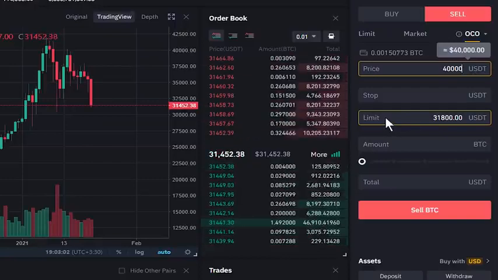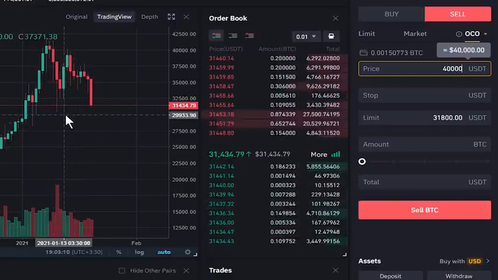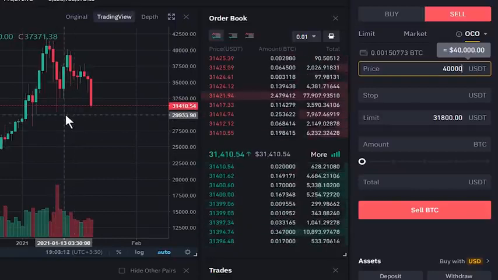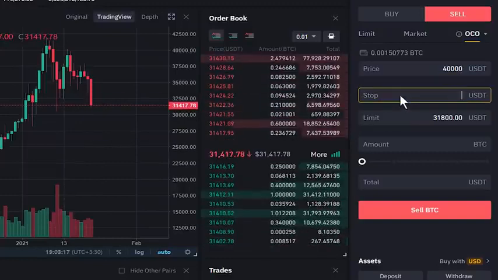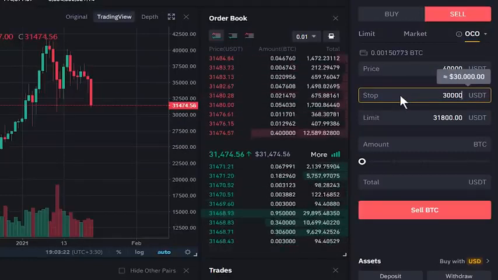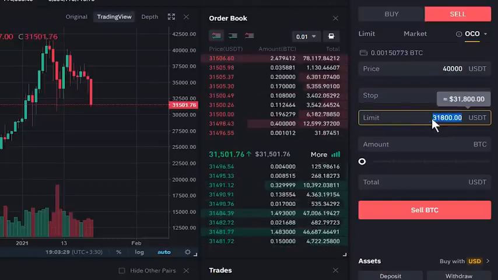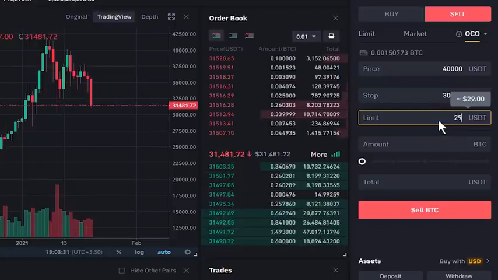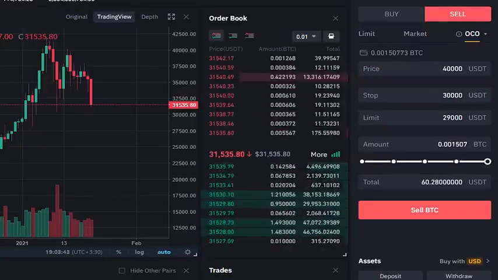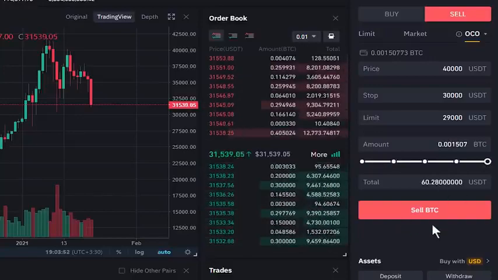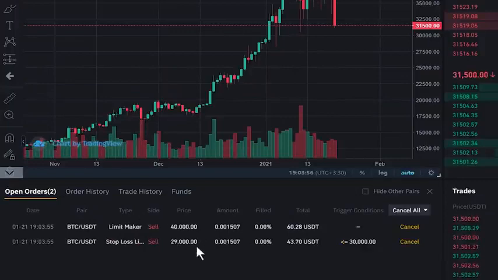For example, consider you want to set your stop loss on 30,000 and you want to sell your Bitcoin when the price reaches this level. So you enter 30,000 here in stop price. And here for the limit price, you enter a price which is a little lower than 30,000. For example, we enter 29,000. Here we set the amount. I set it 100% of my available Bitcoin. And by clicking on sell BTC, the orders are placed here.